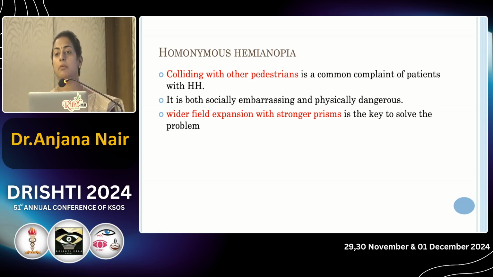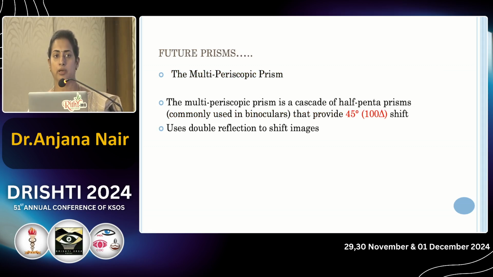So homonymous hemianopia: two main aspects that the patients complain of. One is colliding with obstacles or colliding with other pedestrians, and a wider field expansion is very much required in such situations. But our Fresnel prisms give a maximum of 30-degree field of view expansion. The maximum power of a Fresnel prism can provide is 30 prism dioptres of field of view expansion, but that is not enough to avoid collision. Studies say that you need to have a 45 degree field of view expansion to avoid collision.